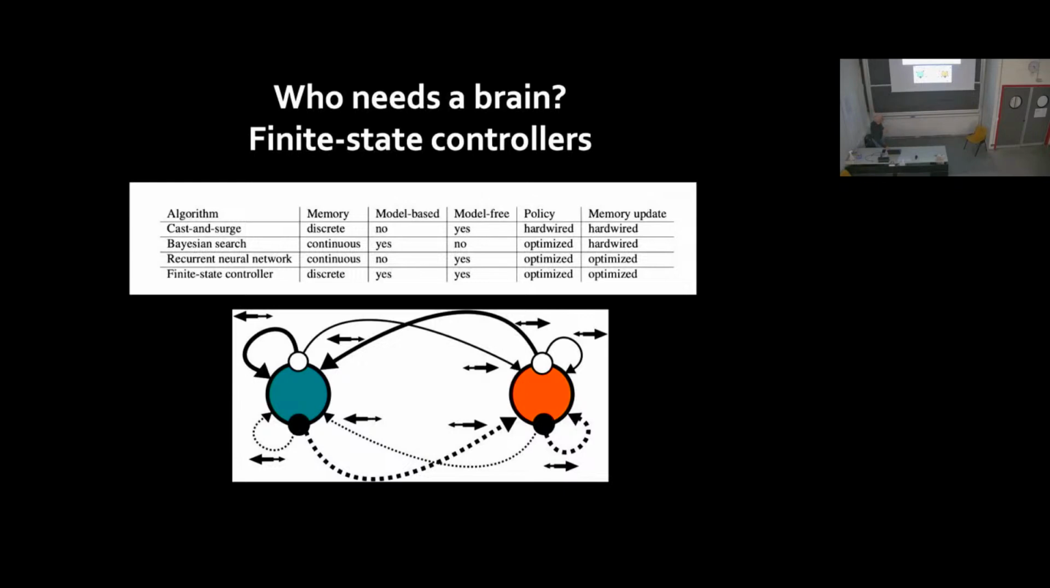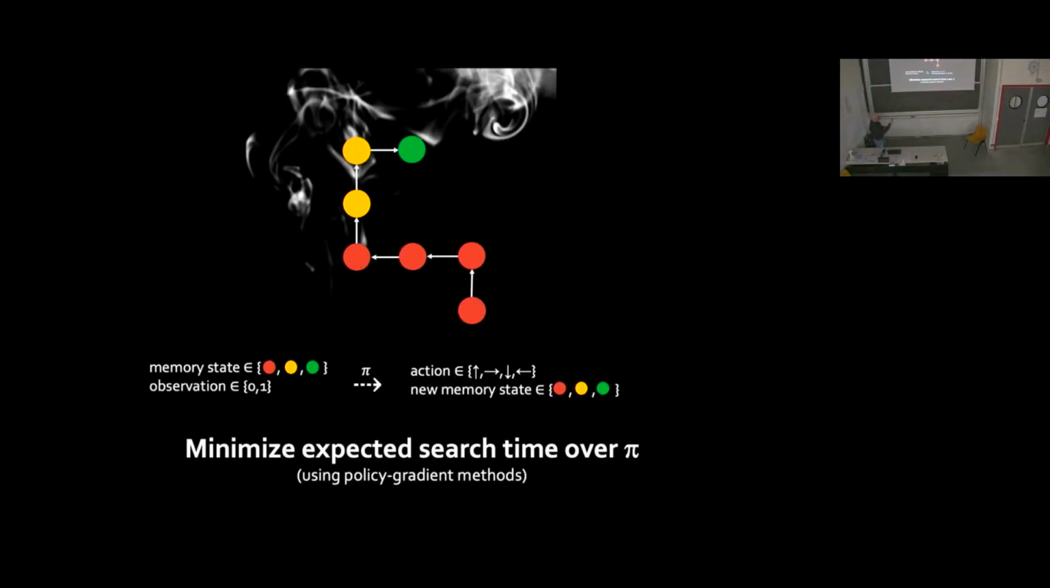So how do we optimize this? Well, it's actually pretty straightforward. This is a sample path of what could happen to a search if the states are red, yellow, and green. The task is to optimize a function, which is called the policy in the language of reinforcement learning, which maps memory state and observations into some action. In practice, you parameterize this policy with a certain set of parameters. Usually there are few of them, something like 20 parameters to optimize over.